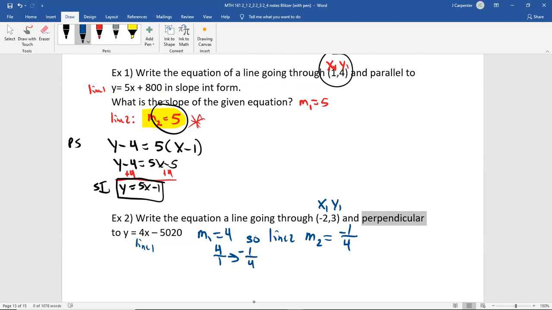So once we have that, all we need is the slope of the line we're supposed to create, along with the point it's supposed to go through. We don't need this y equals 4x minus 5,020 anymore.